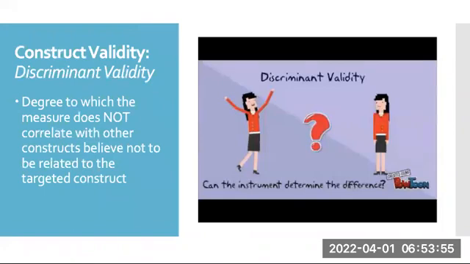Discriminant validity is the degree to which the measure does not correlate with other constructs believed not to be related to the targeted construct. So this is the opposite. Measures of constructs that theoretically should not be highly related to each other are in fact not found to be highly correlated to each other. So tests of constructs that should have no relationship do in fact have no relationship.